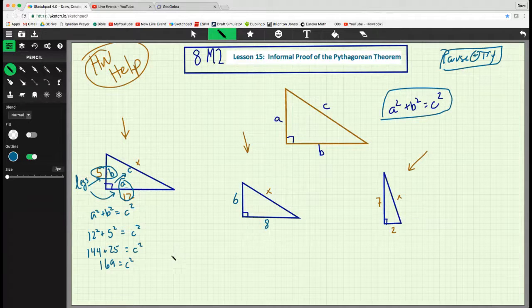And for those of you that know your tables, 13 squared is 169. Or you could have used a calculator and done a square root on this. So we could have said, well, the square root of both sides, the square root of 169 is 13, and that's c. So in other words, what times what is 169? 13 times 13 is 169.